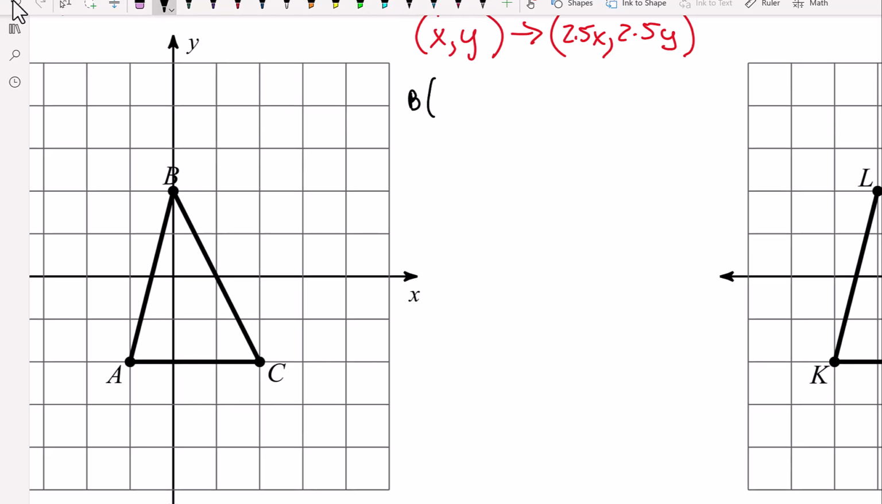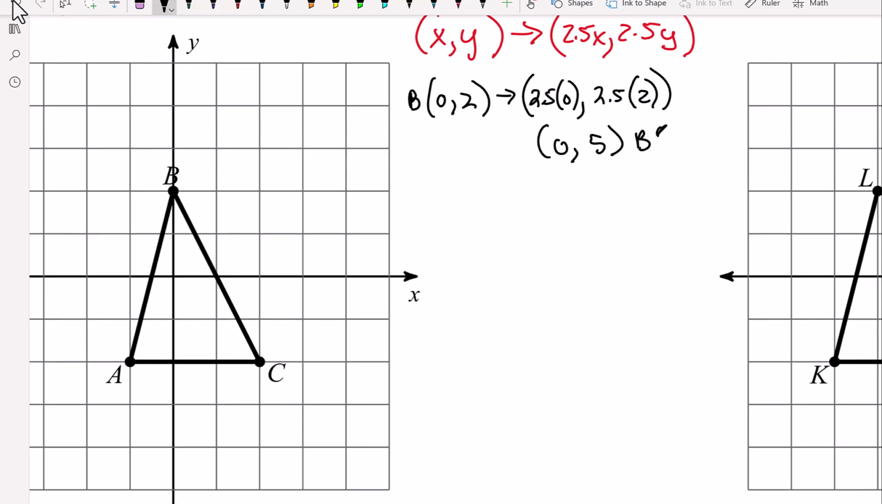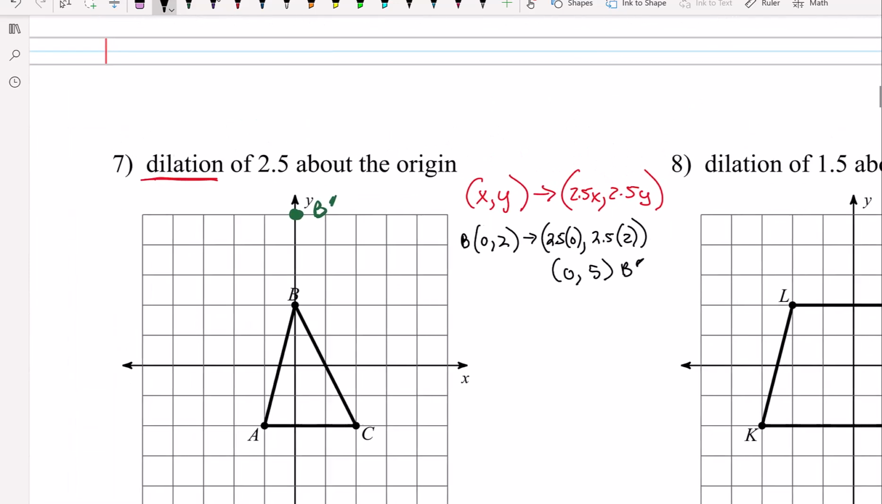So let's go ahead and do this example. B right there is 0, 2. So we're going to multiply 2.5 times 0, and then 2.5 times 2. So that means 0, 5 is the B prime. So I'll put this in green. This right here is B prime. And again, these are dilations about the origin.